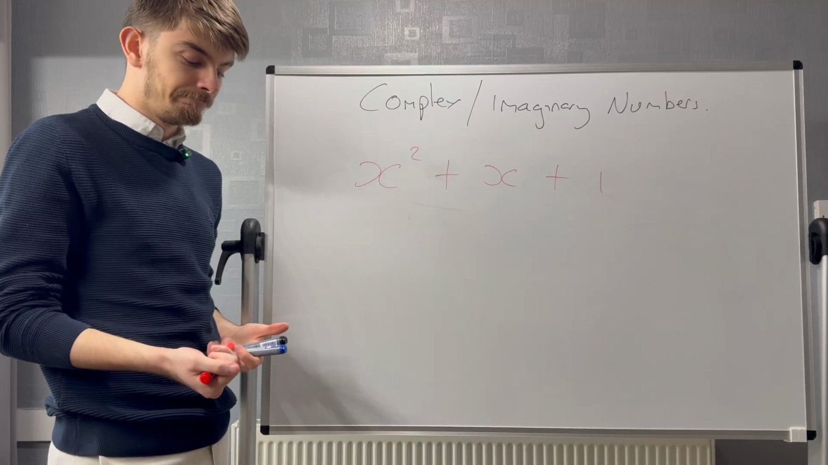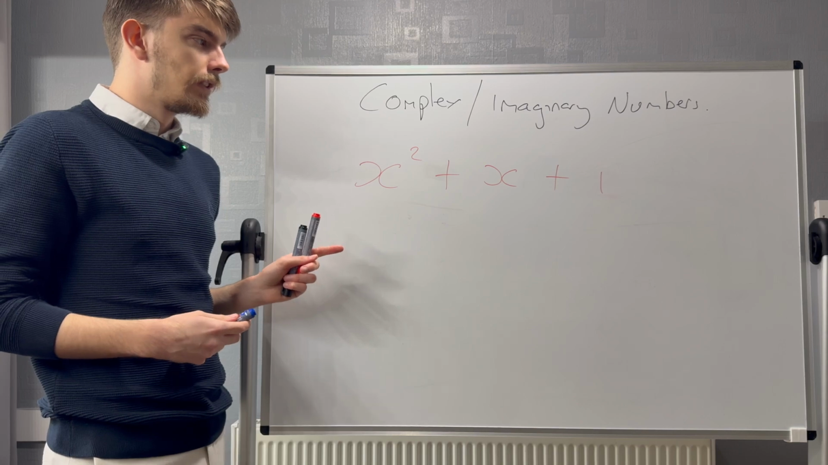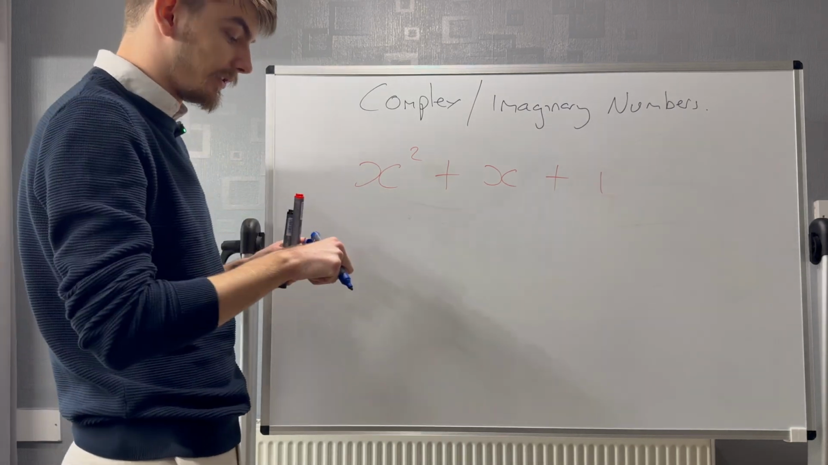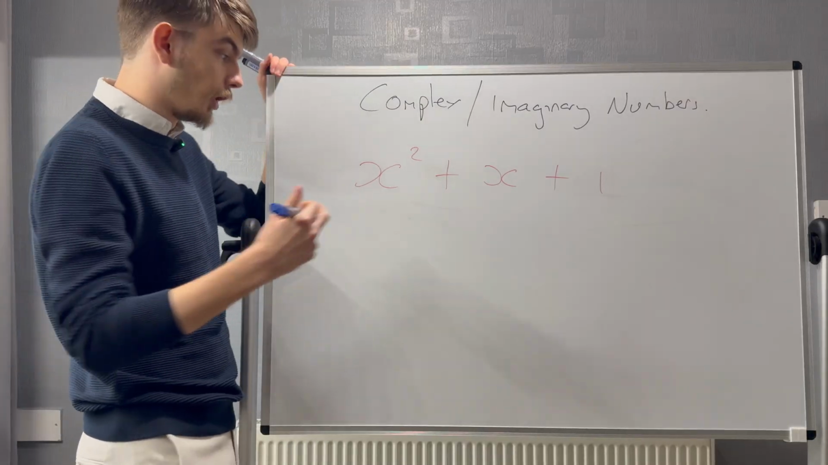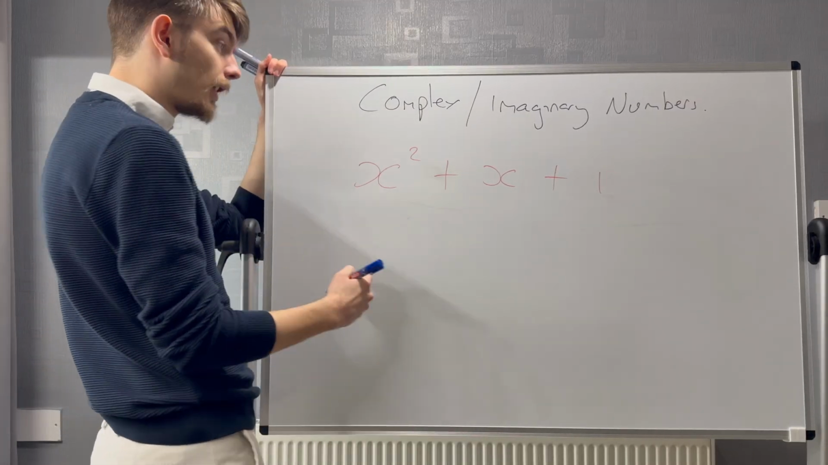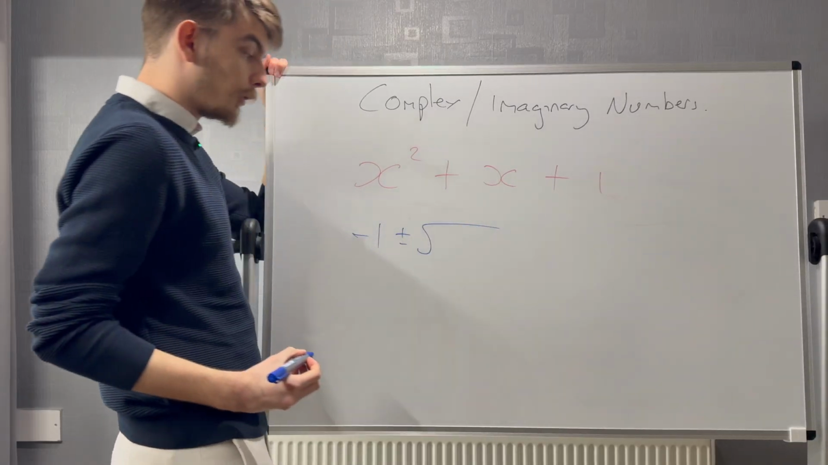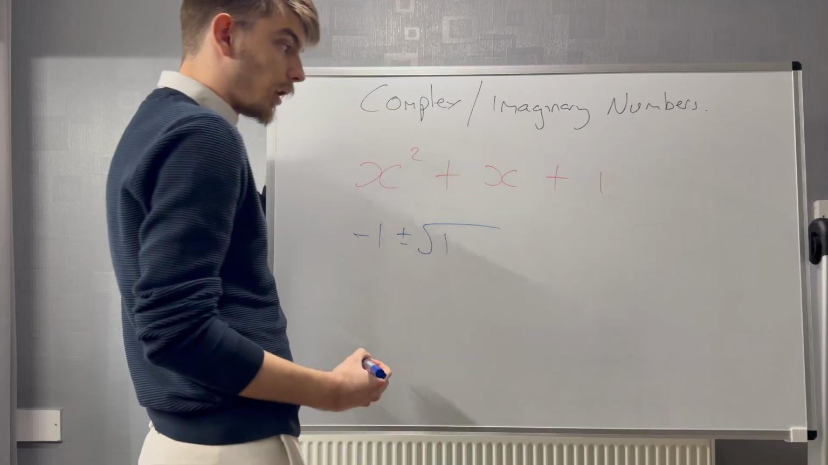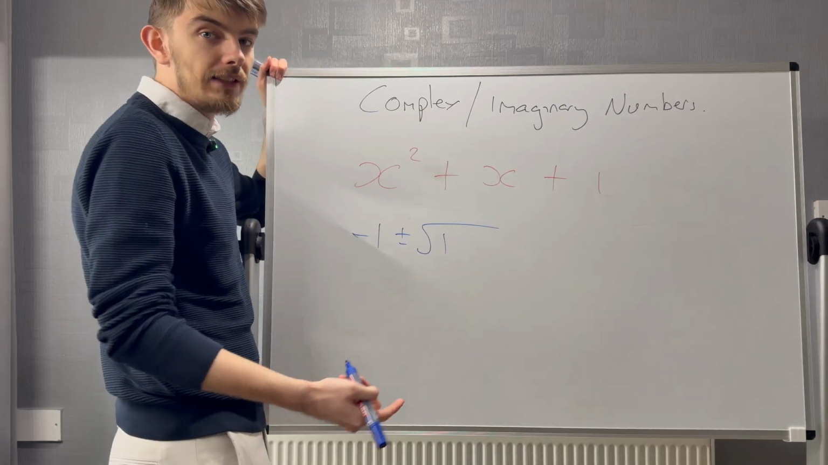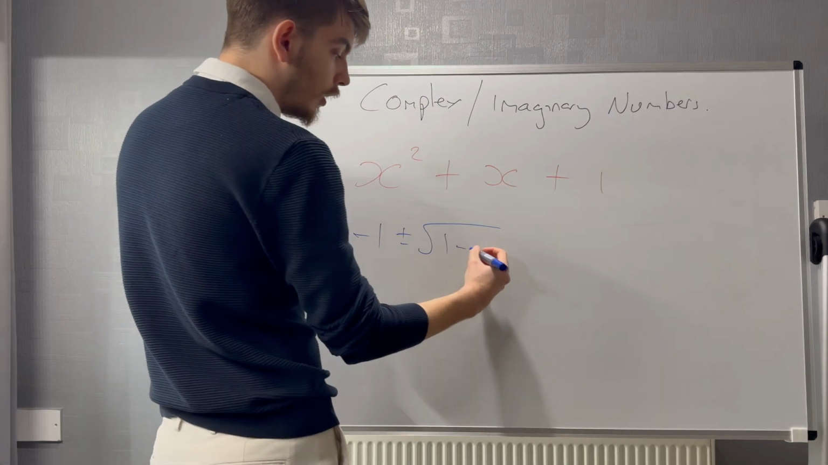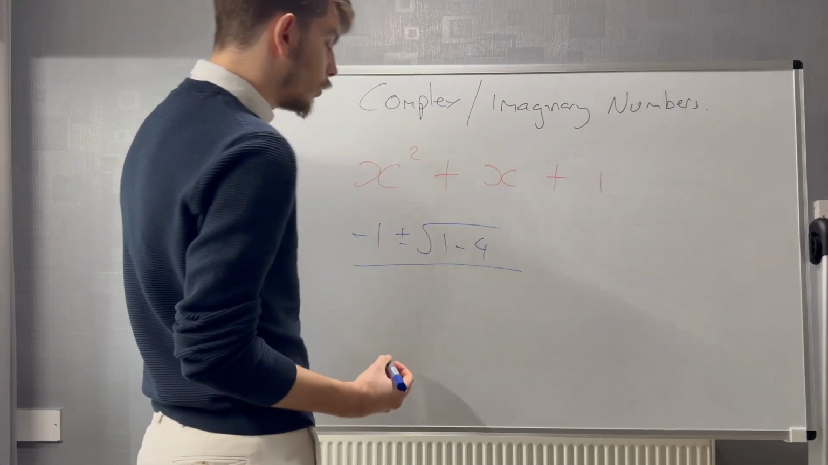Well, this is why. Let's break this down. Let's do the quadratic formula by hand. None of that calculator nonsense. Let's just do it by hand. So we know the quadratic formula is minus b, well, b is 1, so minus 1, plus or minus the square root of b squared, which is 1, minus 4ac. Well, a and c are both 1. 4 times 1 times 1 is 4. So 1 minus 4, all divided by 2a.